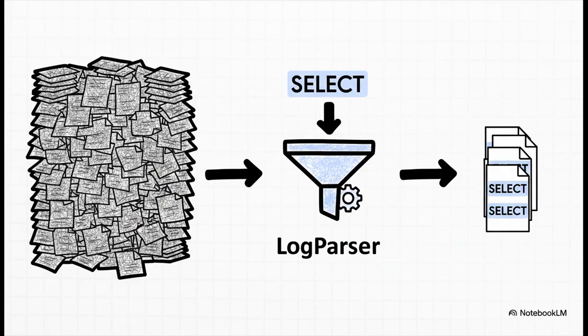And check it out in action. With just this one line, this command tells Log Parser: search all the log files and show me every single request that has the word select in the URL query. And boom, with a single command, we can instantly filter a mountain of data down to just a handful of potential SQL injection attacks. That's the power of having the right tool.